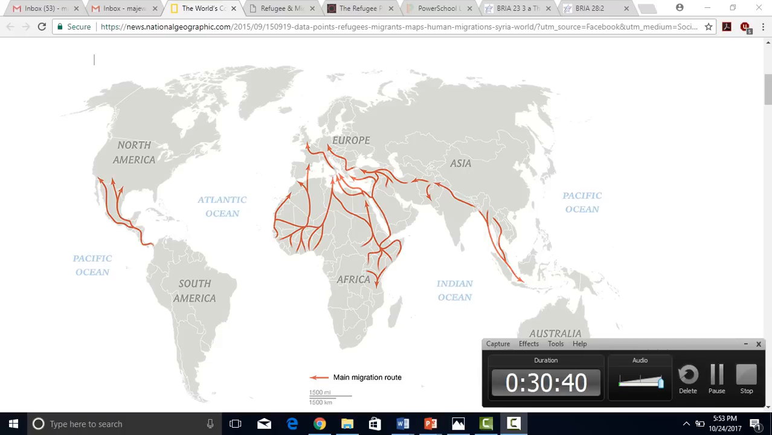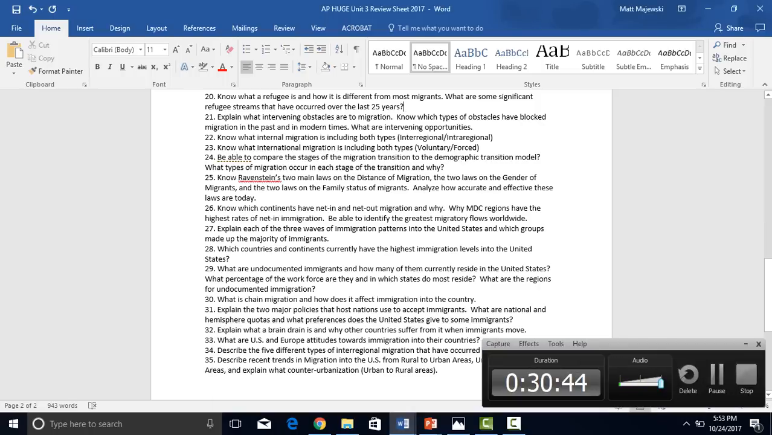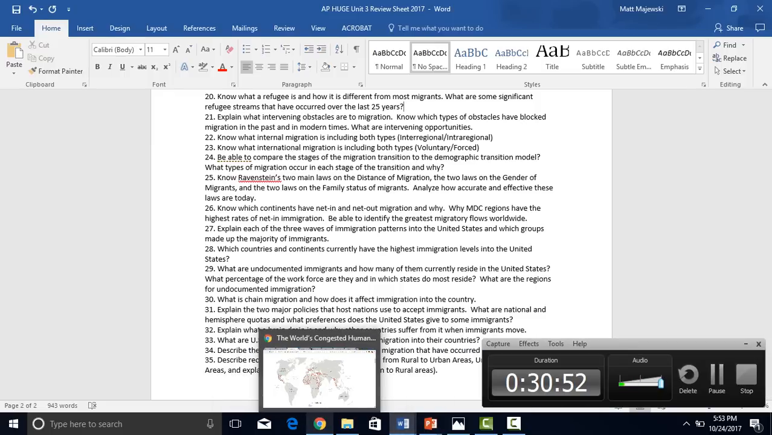Anyways, let's go back to our big questions. All right. Explain each of the 3 waves of immigration patterns into the United States and which groups made up a majority of those immigrants.